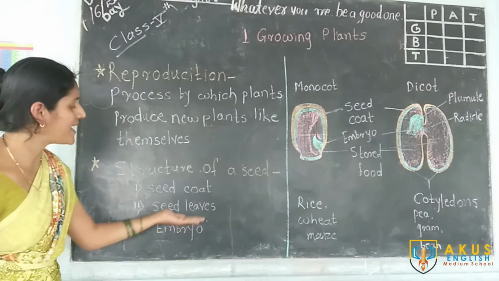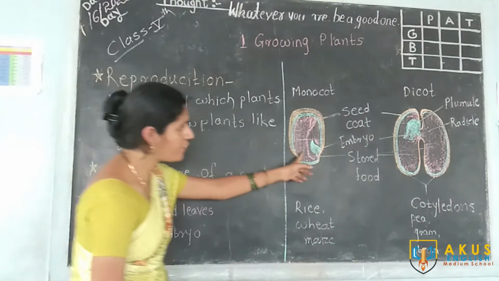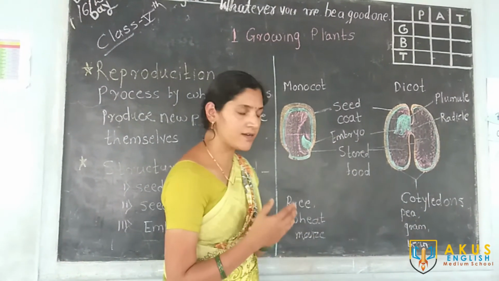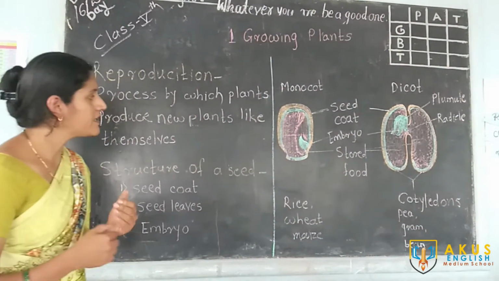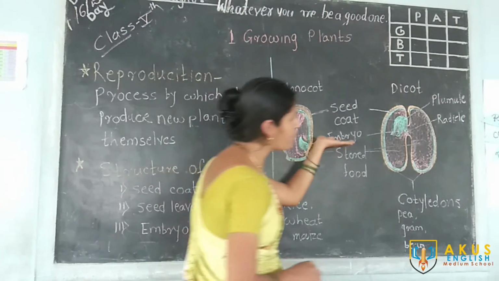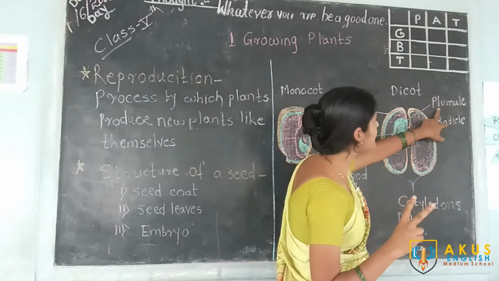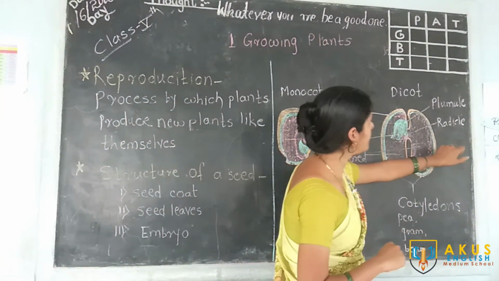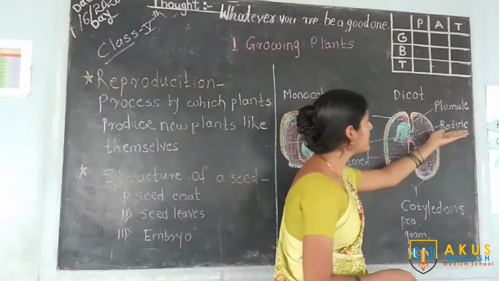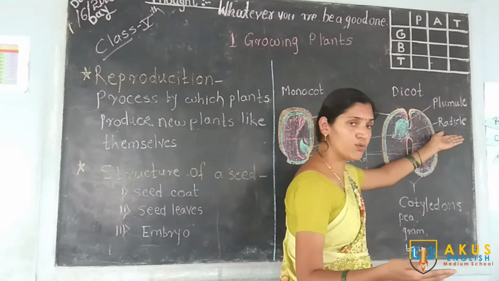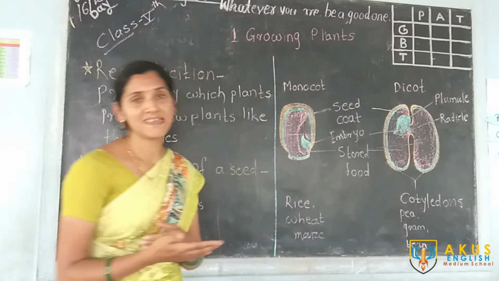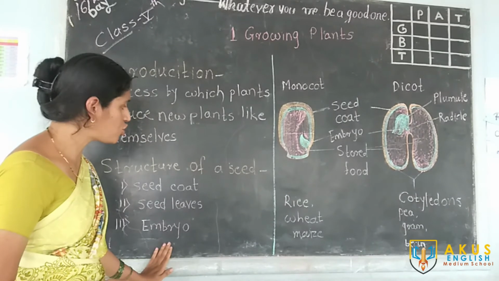This embryo lies between the seed leaves. In the figure it is drawn here. The embryo is the baby plant, and it germinates into the new plant. This embryo also contains two parts, the plumule and the radicle. After germination, during the process of growth, the radicle develops into the root, while the plumule develops into the stem. So, this is for the structure of seed.